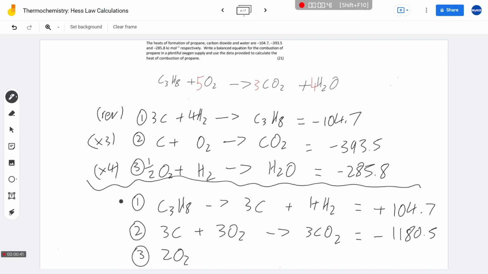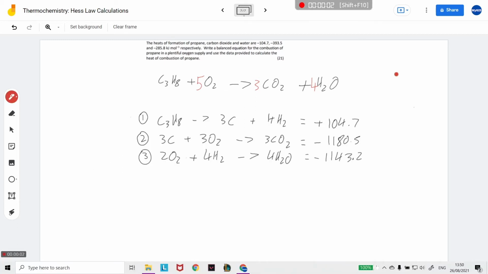So when we get a half O2, which is just an oxygen atom, and we multiply by 4, we end up with 2O2. And what about the H2? We have 4H2, and we'd have 4H2O. And for the heat change, we would have this value multiplied by 4 as well. When we get negative 285.8 multiplied by 4, if we pop that in our calculator, we get negative 1143.2.